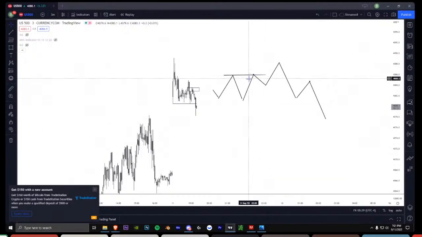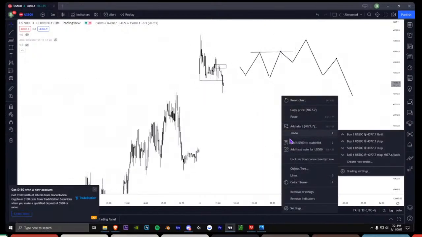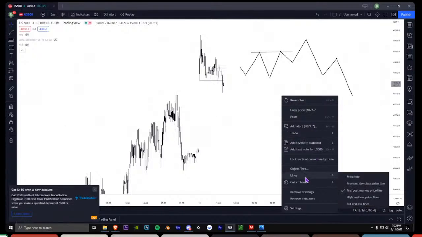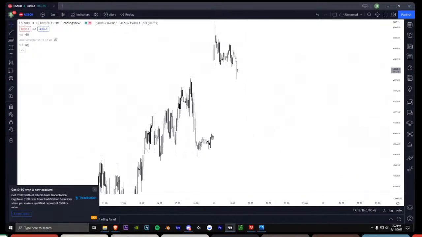Some people use single swing highs as liquidity, but I think equal highs and equal lows work better. And when I say equal highs and equal lows, I mean double tops and double bottoms. Okay, so kind of remember that.